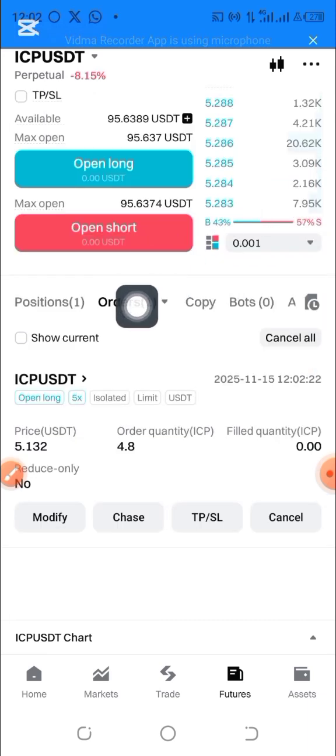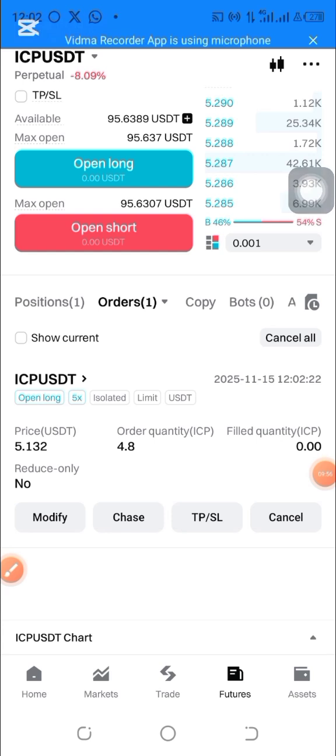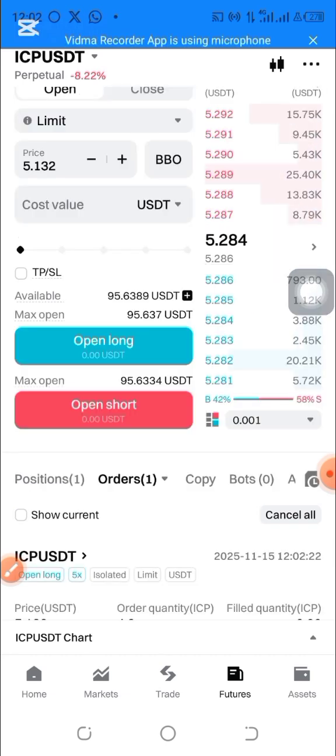If I check my order here, this is now a pending order that is yet to be triggered because the price has not come down to 5.132. So I'm spending my $5. Once the price of this ICP comes down to 5.132, then this order will be triggered. So that is how to DCA.